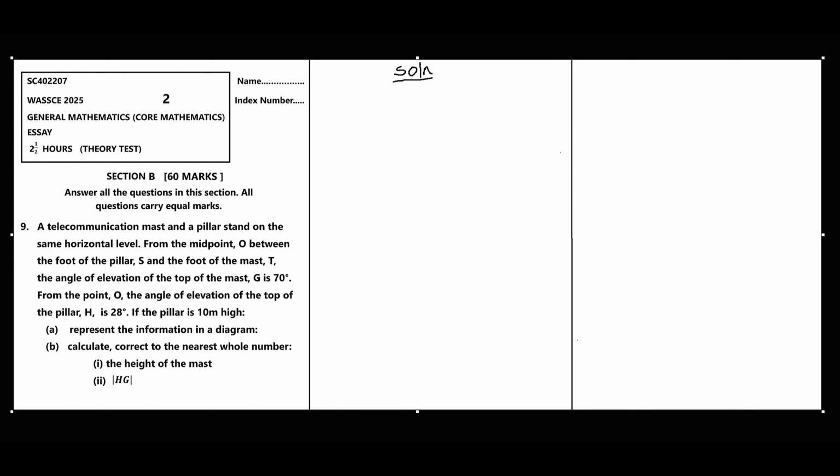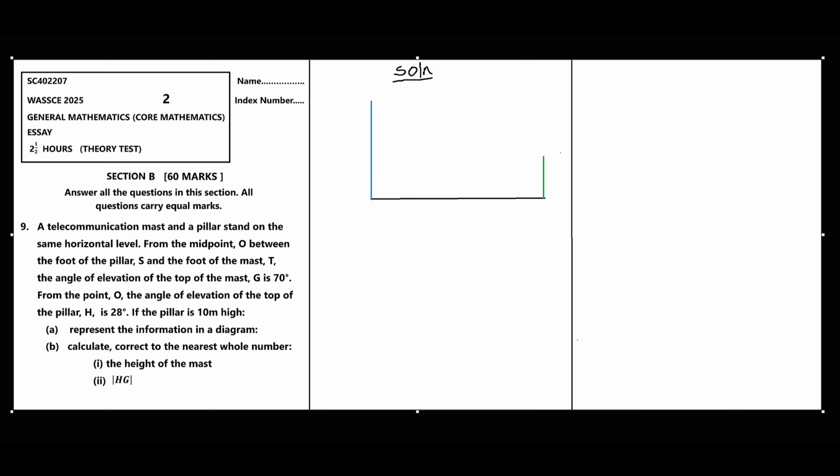WASSCE 2025 Core Mathematics, Paper 2, Question 9. A telecommunication mast and a pillar stand on the same horizontal level. So we have our horizontal level, and on this horizontal level, we have a telecommunication mast as well as a pillar. It is obvious that the mast is taller than the pillar.